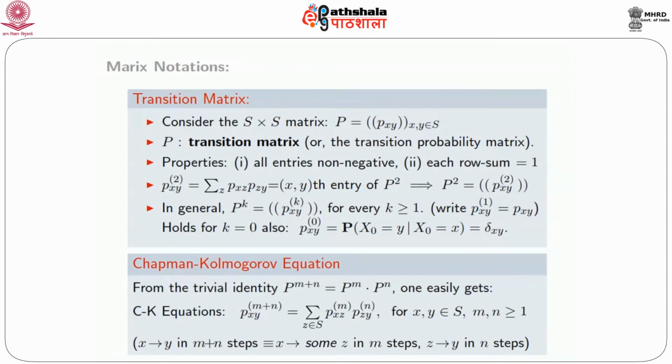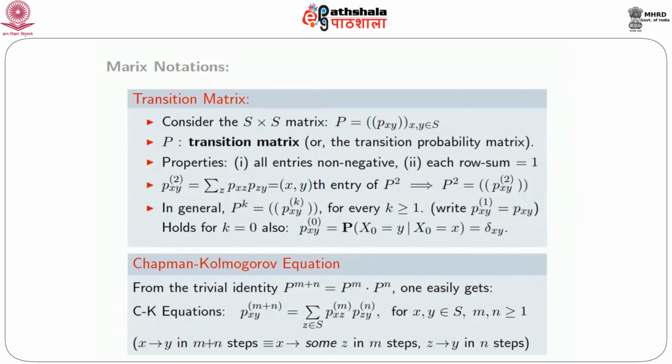However, if you look at this free of matrix notation, you can also try to give a probabilistic interpretation to this. Basically, see that on the left hand side you are looking at the transition probability of going from x to y in m plus n many steps.